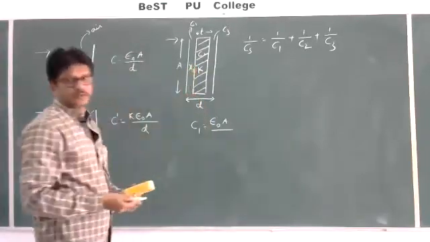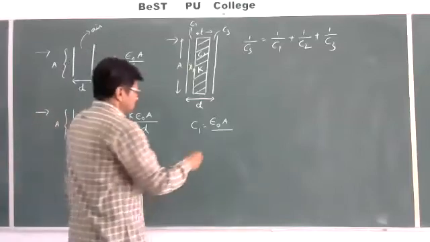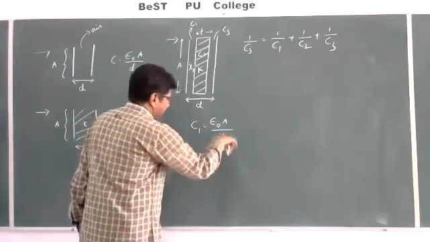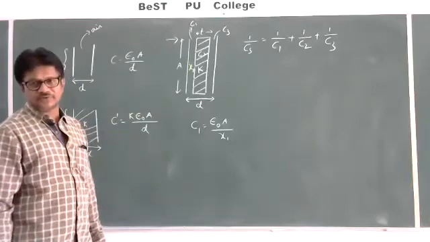So epsilon naught A by x1 is the capacitance of the first capacitor.